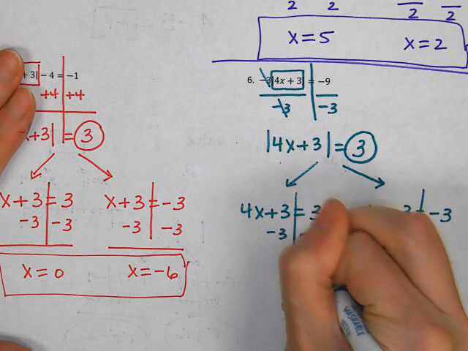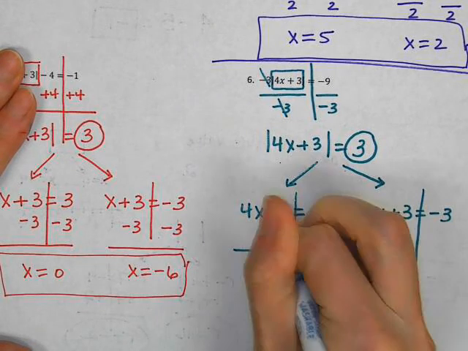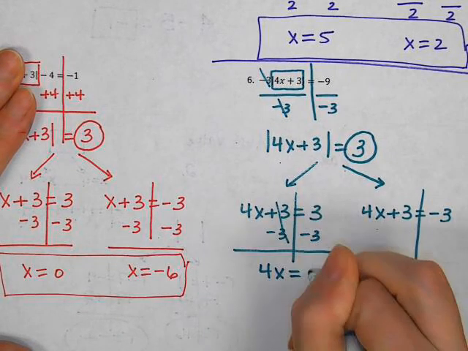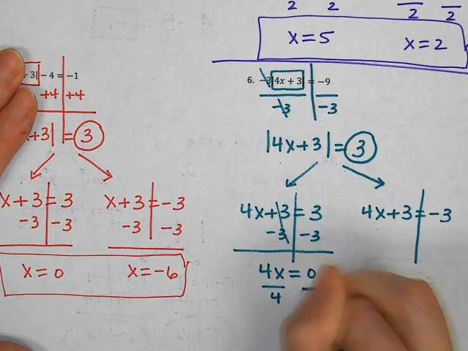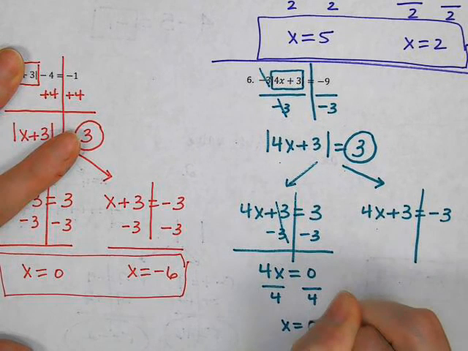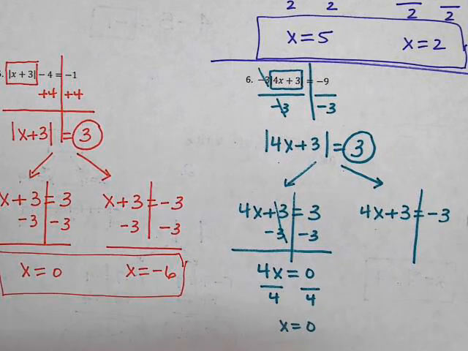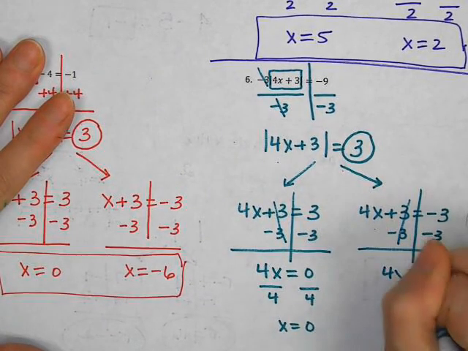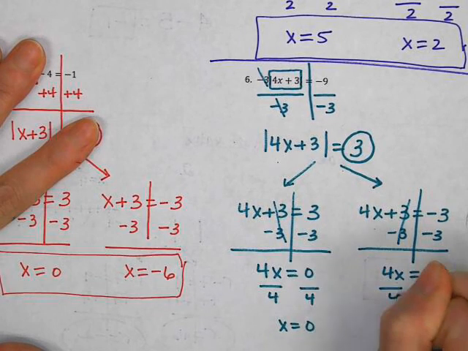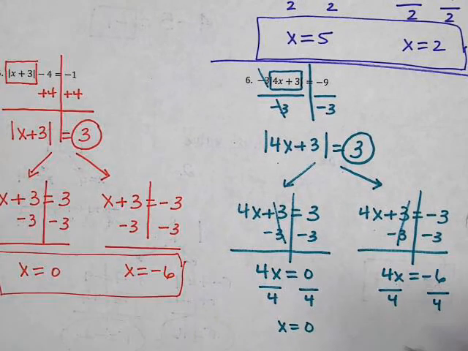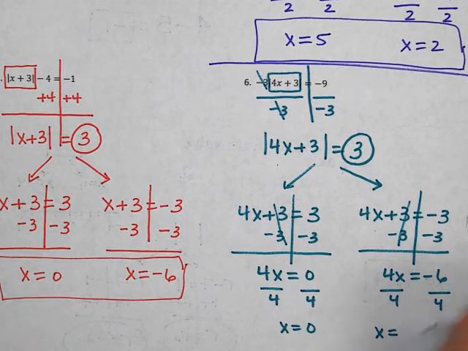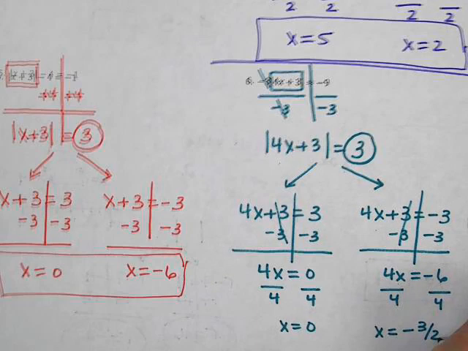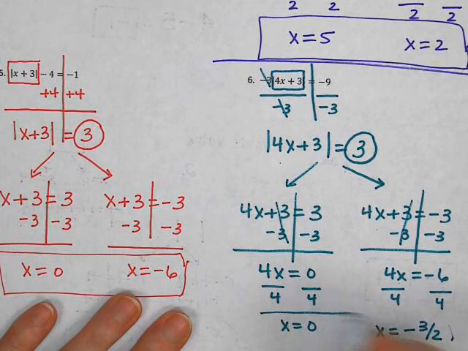So minus 3, you get 4x equals 0. Divide by 4, x equals 0. That's the first one. And then minus 3, you get 4x equals negative 6. Divide by 4, and if you reduce negative 6 over 4, you get negative 3 over 2. And those are your two answers.